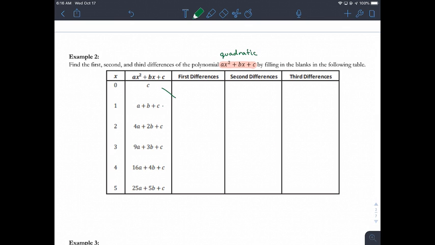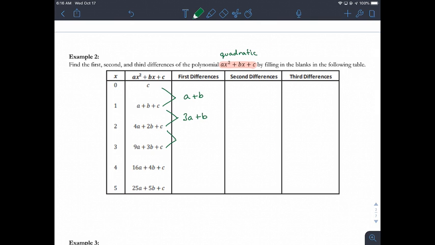So, a plus b plus c minus c. A minus nothing is a. B minus nothing is b. And c minus c goes away. So we just have a plus b. Next, we've got 4a minus a, which is 3a, 2b minus b, which is b, and c minus c goes away. Already we can see the first difference is not going to be constant because we have different items. So we need to continue this.